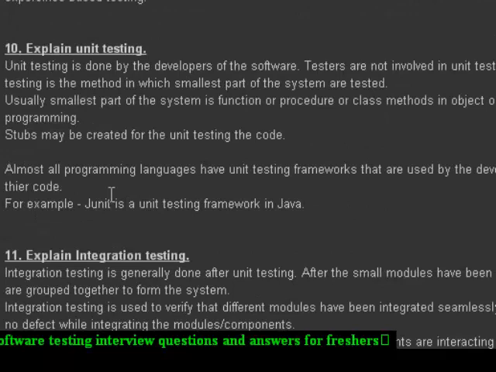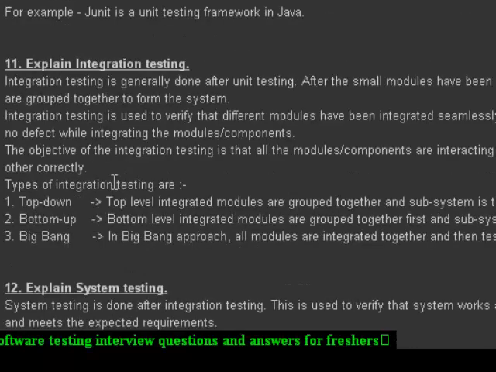Explain unit testing. Unit testing is generally done by developers, and they test the smallest components of the software, like some functions or blocks of code. In integration testing, the components are integrated together, and we check that the interfaces are connected well and there are no defects while integrating the components. Integration testing can be done using top down, bottom up, or big bang approaches.